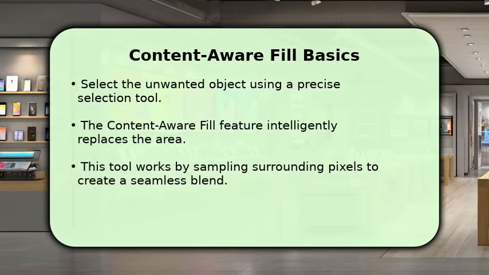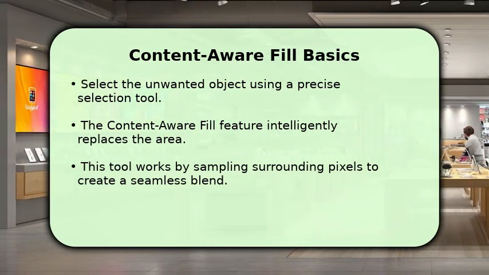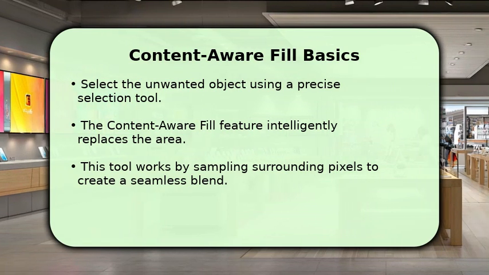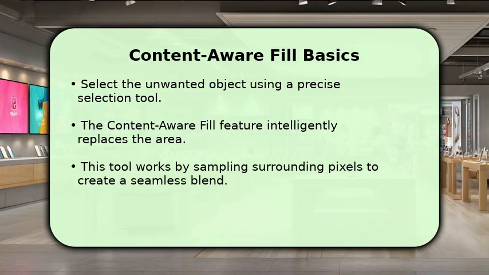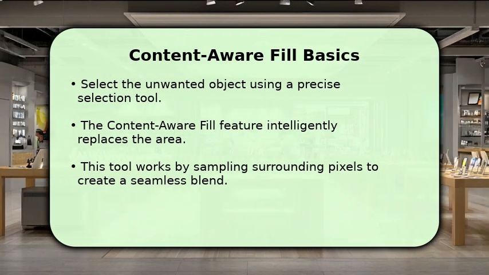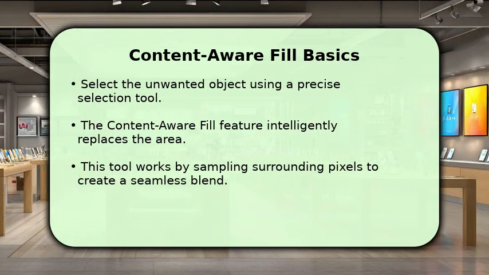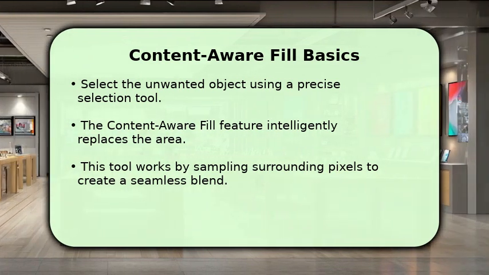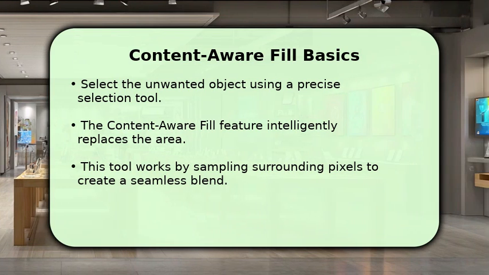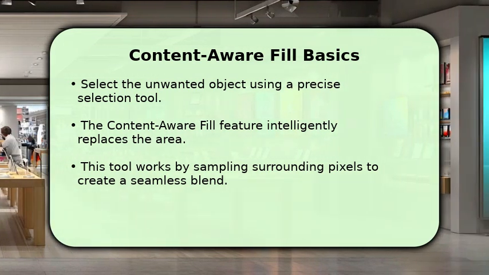Begin by opening your image in Photoshop and selecting the undesired object. Use tools like the lasso tool, quick selection tool, or pen tool for accuracy. Once your selection is active, navigate to the Edit menu and choose Content-Aware Fill. This powerful feature analyzes the surrounding pixels, intelligently filling the selected area with new content. It aims to match texture, lighting, and shading for a natural result.